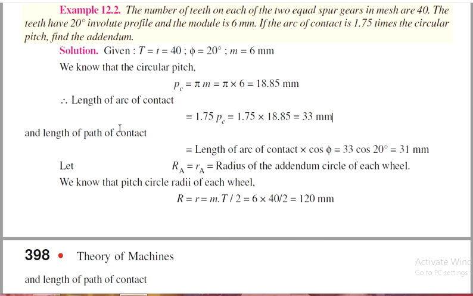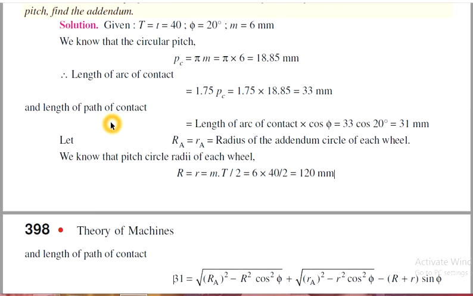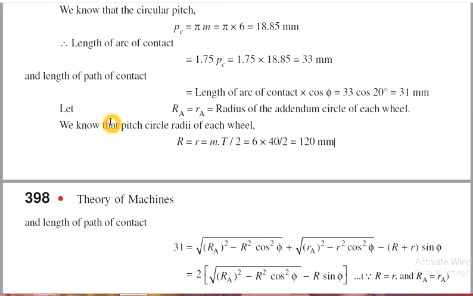Then what about the length of path of contact? The path of contact is length of arc of contact into cos phi. We know the phi value, that is the involute teeth angle, and we get 31 mm. Then what is the remaining terminology we need to find out here? Addendum. The addendum we have to find based on the arc of contact and path of contact.